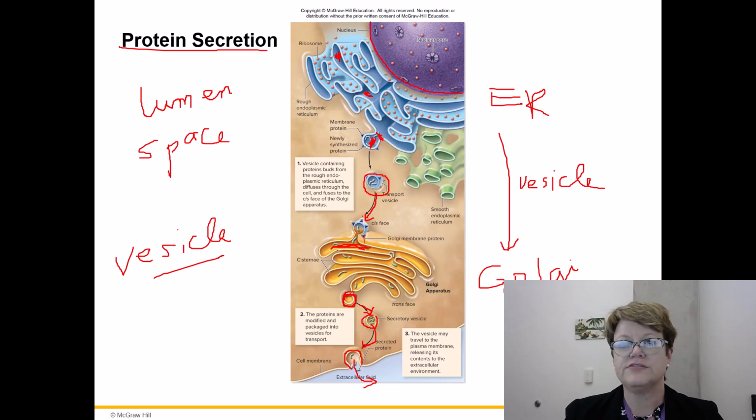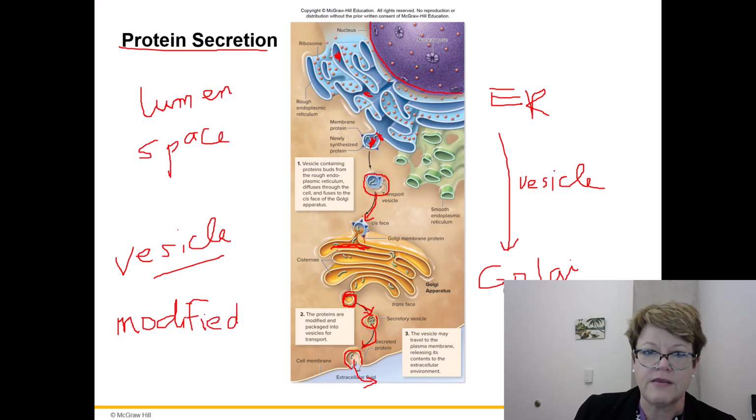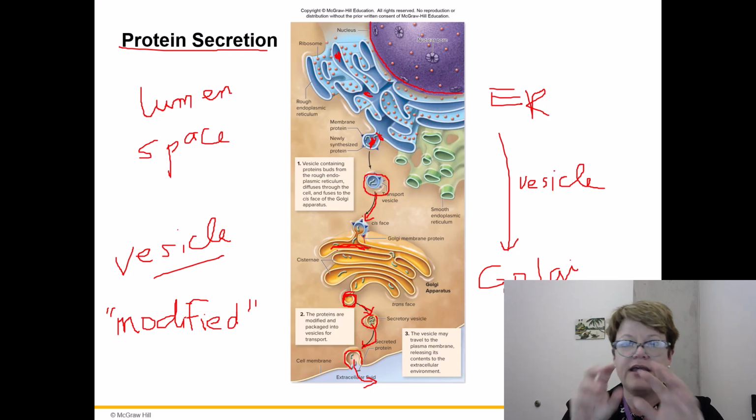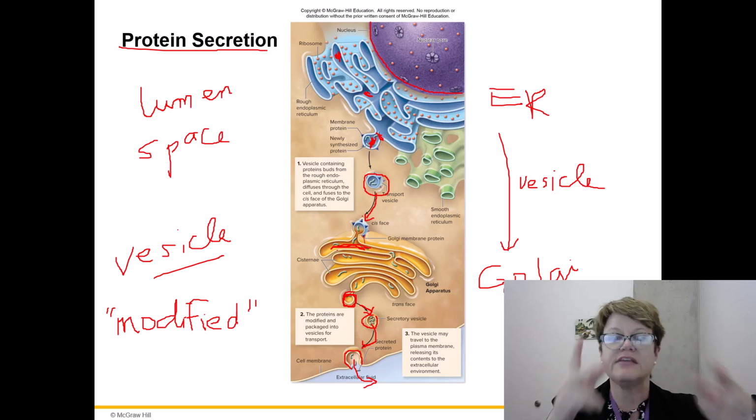Inside the Golgi, things are happening. The molecules are being sorted. And most of the time, they're being modified. Modified means when you modify a molecule, you're attaching something to it, or you're cutting something off. So whenever you see that a molecule is modified, it could be a protein, a carbohydrate, DNA, RNA. And we use this word modified, it means attaching things to it, like functional groups. It can also be trimming things off.